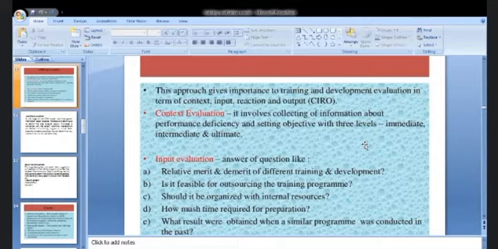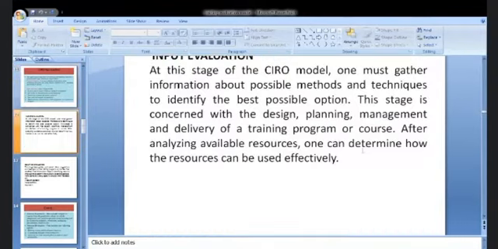Evaluating the advantages and disadvantages of the different training and development options: Is it feasible or suitable to outsource the training program? Should it be organized with internal resources? How much time is required for the preparation? What results were obtained when a similar program was conducted in the past? So under input evaluation, you are evaluating the training methods that you are going to implement, and that is what you evaluate here, students.